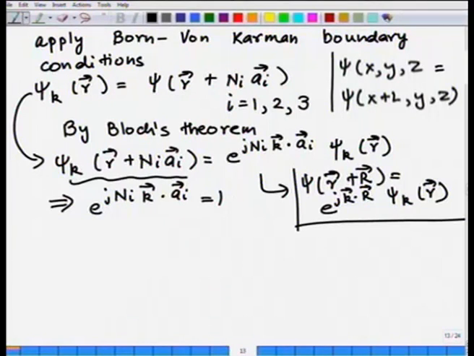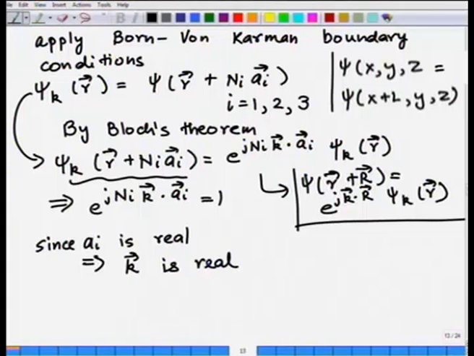Since a_i is a direct lattice vector, it is a real quantity, and if it is a real quantity, then k must also be real, otherwise I would have gotten an imaginary component. If k was not real, then I would have got an imaginary component also. So, this implies that k is also real.